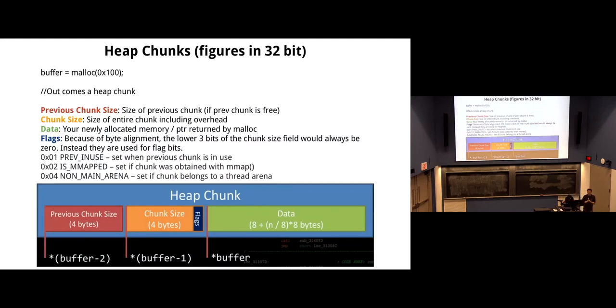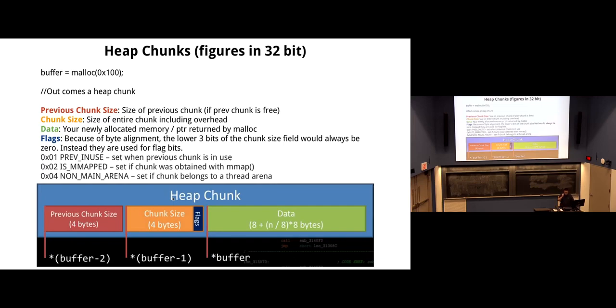This is what a heap chunk looks like. When you do malloc, what you get is this address here, the data's address or the buffer's address. But what the allocator really allocates is this whole thing, with the headers and the metadata. In this case, this is a chunk in use. The metadata here is the previous chunk size, then it has its own size.